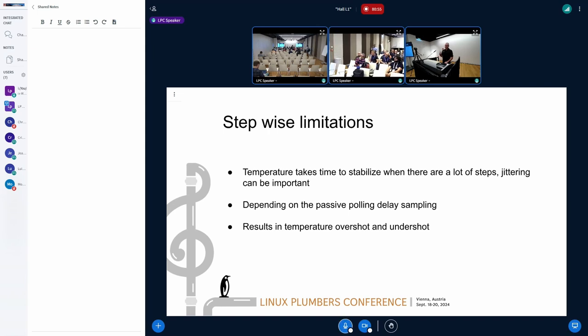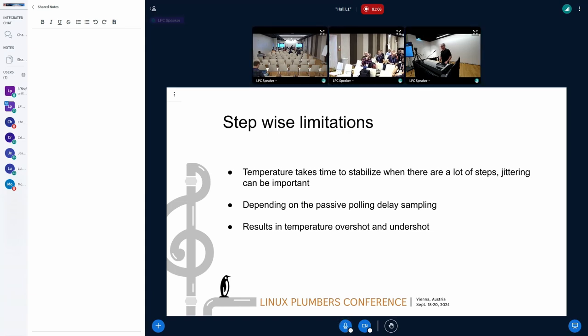So that means the stepwise has to wait 40 times the sampling rate before reaching the state. So this is particularly a problem with poll thermal zones, where there is a polling interval, and then every step can only happen after a polling interval, right? So you can compute the time to reach the full cooling by multiplying the number of states by the polling interval, which can be quite large, and that's problematic sometimes.